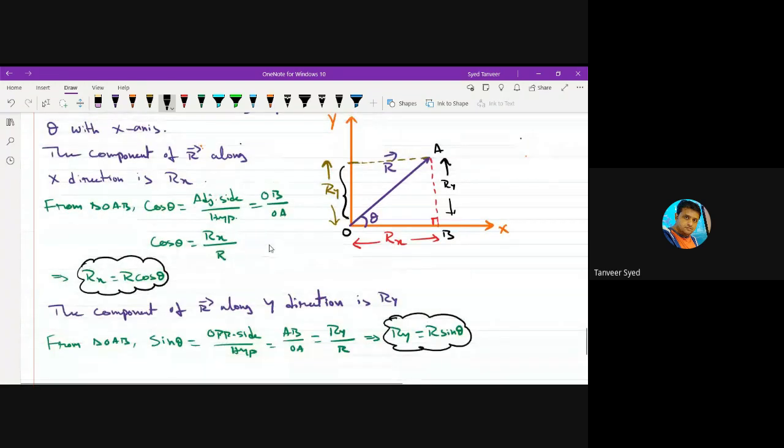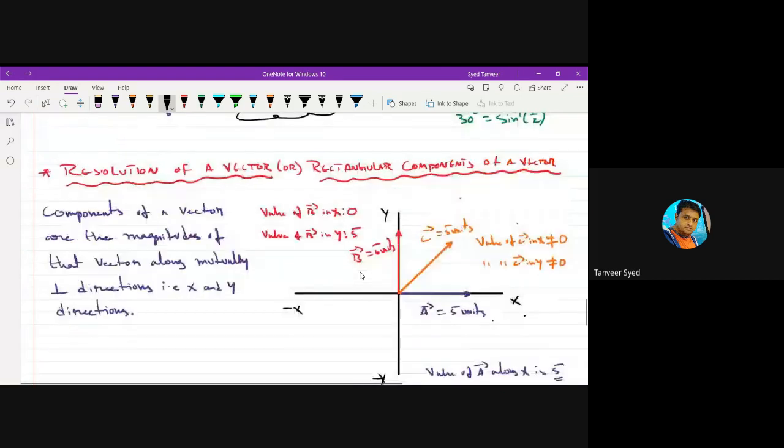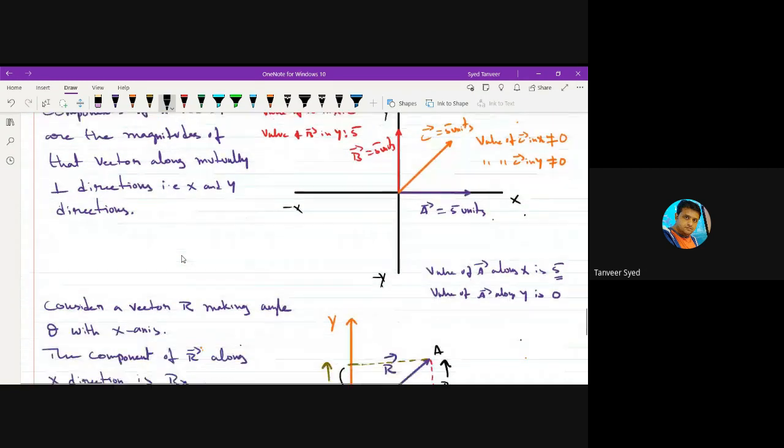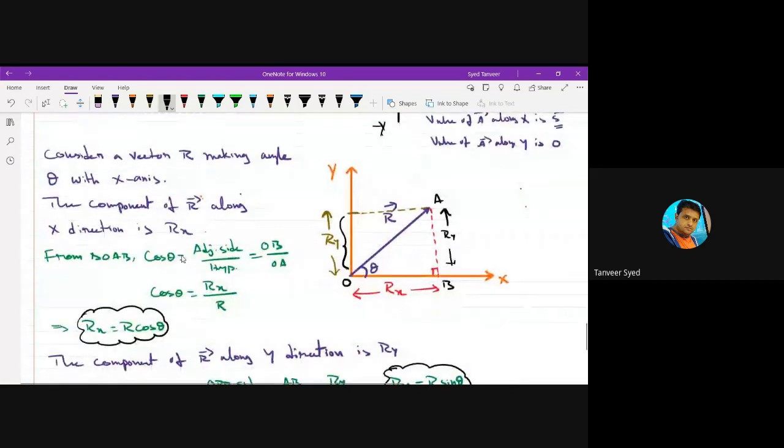These are the two components of vector R. What do these components tell you about? They tell you how much is the value of vector R along x direction and how much is the value of vector R along y direction. We call them components of a vector, or rectangular components of a vector, or we call this process of resolving a vector into two components as resolution of a vector. Resolving means breaking down or splitting a vector into two perpendicular components. We call this resolution of a vector.